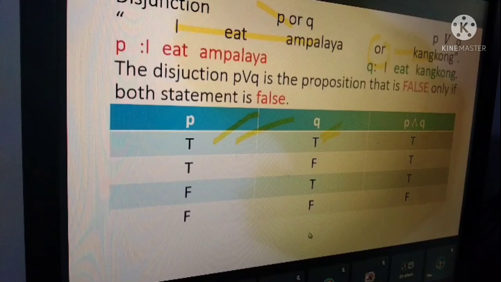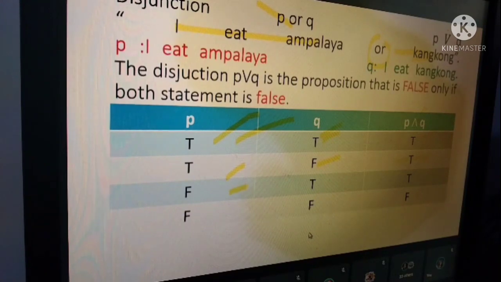Kanina kasi and tayo, no? So, I eat ampalaya or I eat kangkong. The disjunction P or Q is a proposition that is false if and only if both statements are false. Bakit? Ipaliwanag natin. Sabi niya, I eat ampalaya or I eat kangkong. Kumakain ako ng ampalaya o di kaya kangkong. So, pwede kumakain siya ng ampalaya, pero hindi siya kumakain ng kangkong. Okay lang yun. Kasi pwede kang mamili dyan sa dalawa, kahit isa dyan tama, totoo na eh.